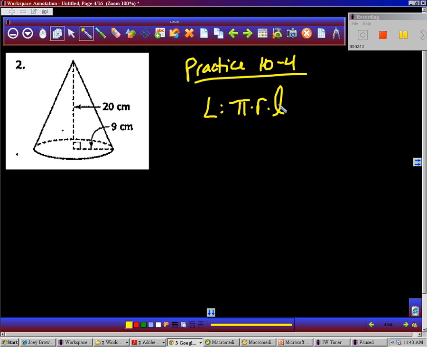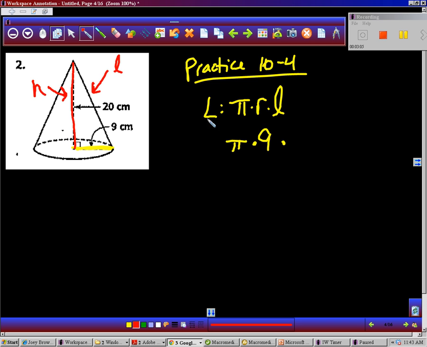Okay. So, forget all of that. Pi times R times L. So, pi times R, how much is the R? 9. So, pi times 9 times L. L is the slant height, which is on the outside of the cone. It's not the 20. The L is not the 20, because the 20 is the height of the whole thing. The L is the slant height. It's going up that slope.